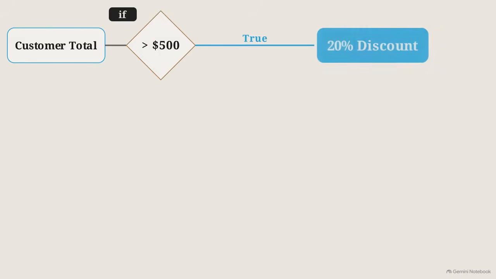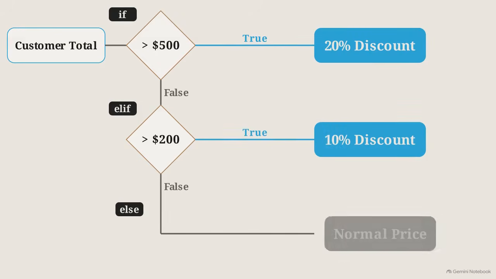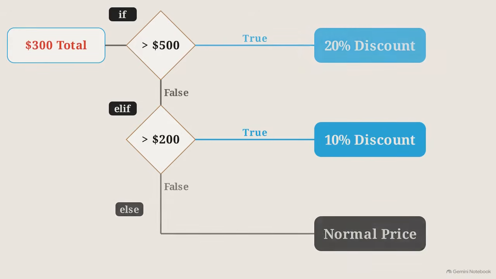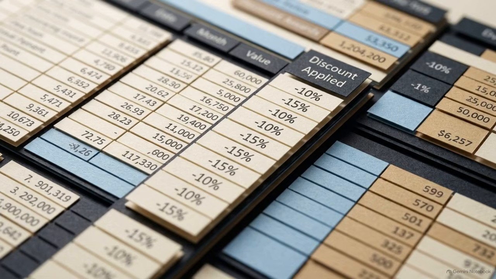If a customer spends over $500, the program applies a 20% discount. Elif they spend over $200, it applies a 10% discount. For anything else, we use else, charging normal price. These selection structures allow a script to execute a human manager's judgment calls instantly across millions of transactions, ensuring every customer is treated exactly according to the defined logic.